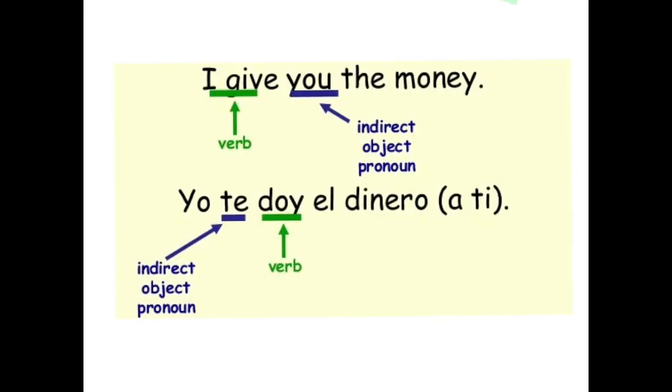So here's another really similar example. I give you the money. So I give is the verb, and you is the indirect object pronoun. So translating this, you'd write yo te doy el dinero, a ti. And so you do not need that a ti part, and you can just simply say yo te doy. And the te is the indirect object pronoun signifying you.